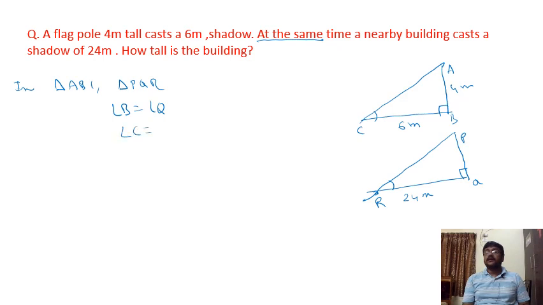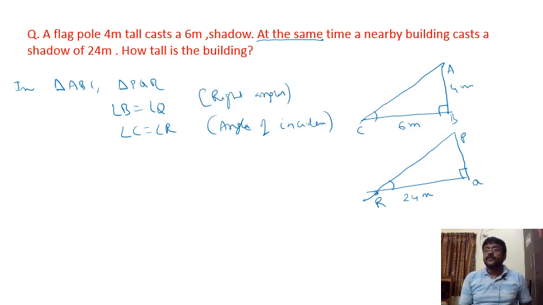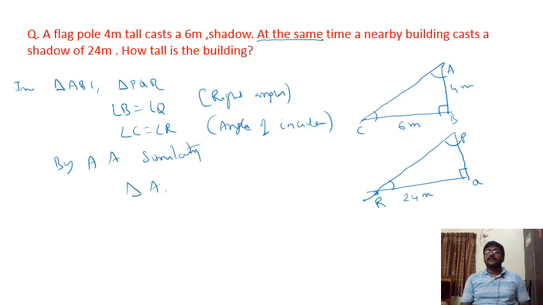Angle C is equal to angle R, the angle of incidence. And this is the right angle. So two angles are enough, because the third angle will automatically be equal. Therefore, by AAA similarity criteria, triangle ABC is similar to triangle PQR.